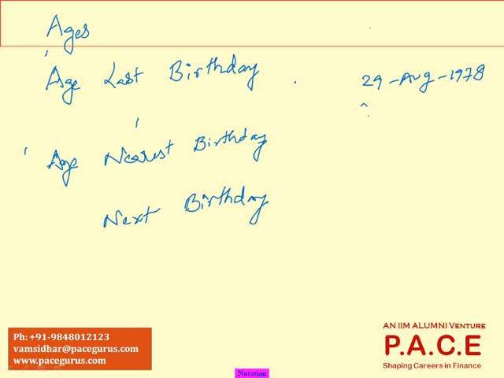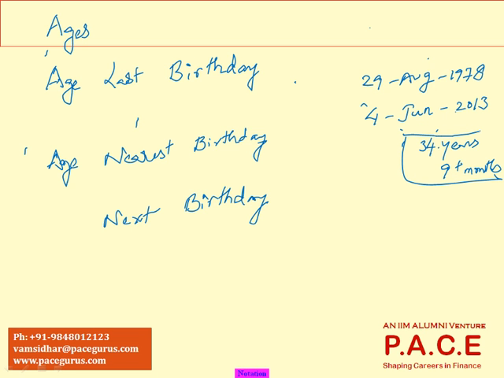And today's date is 4th June 2013. Now, what is my exact age? On 29th August 2013, I will complete 35 years. So my age today is 34 years and probably 9 plus months. This is my exact age as of today.